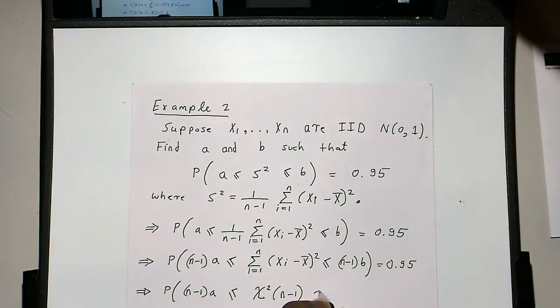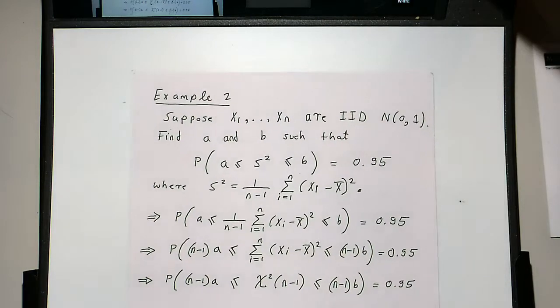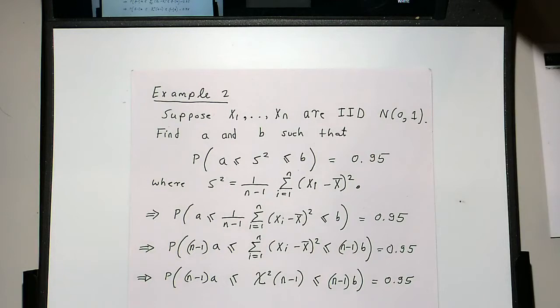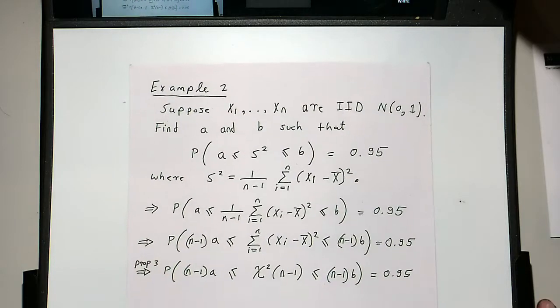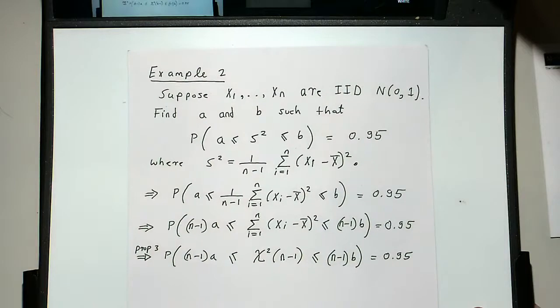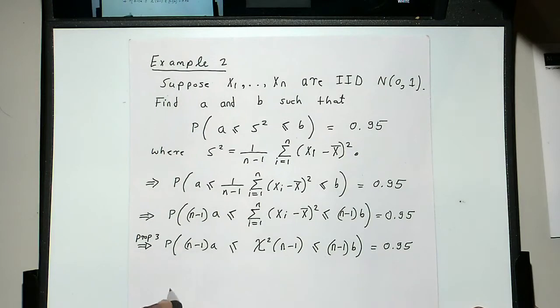Sorry, I don't have COVID, don't worry. Okay. You see what I've done? I have used property number 3. So I used property 3 here, right? Okay, so now let me show you what happens here.